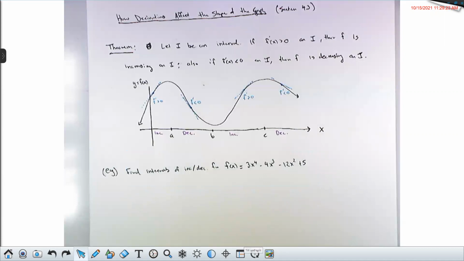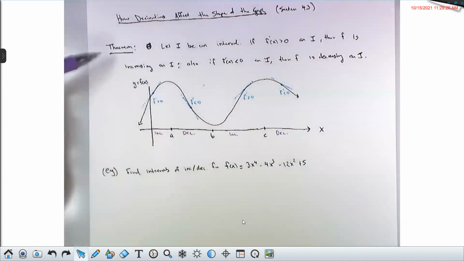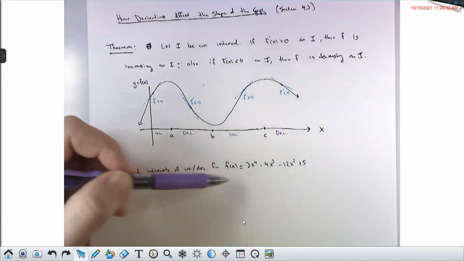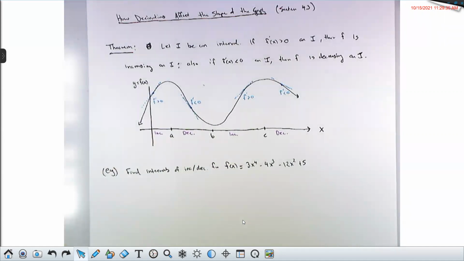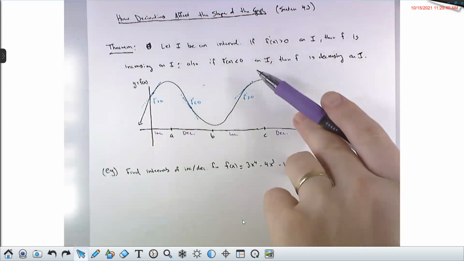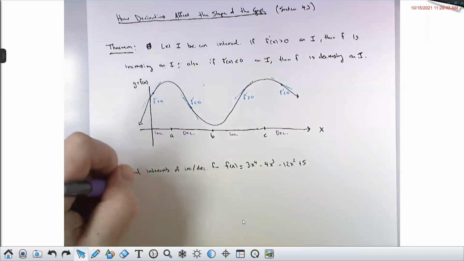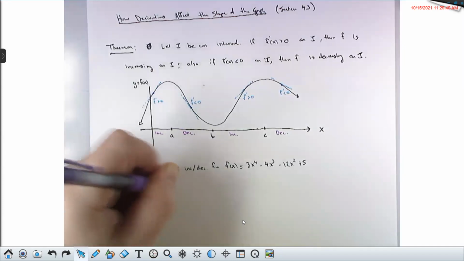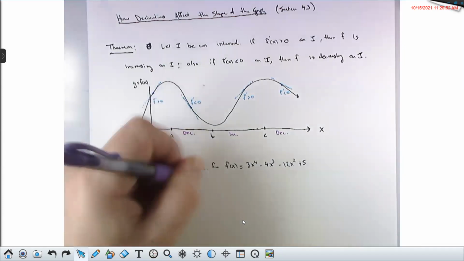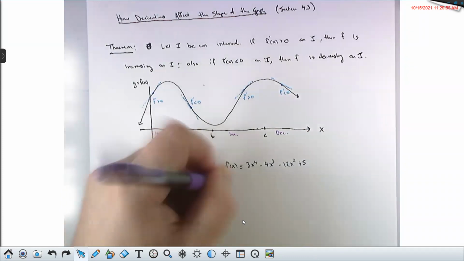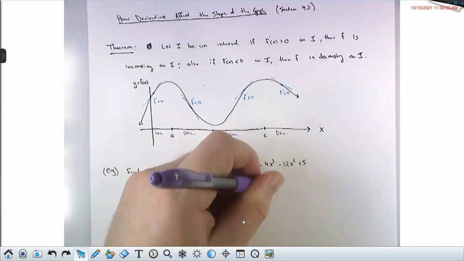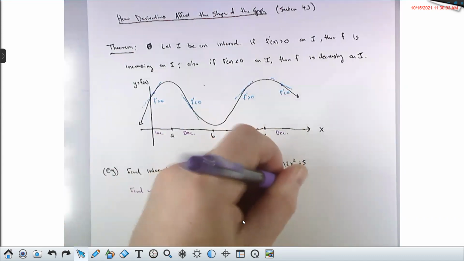Okay, very good. All right, so according to this theorem, since this definitely is a differentiable function, it's a polynomial, and polynomials are differentiable everywhere, what we need to do is calculate the derivative and figure out where that derivative is positive and where that derivative is negative. So we want to find where f prime of x is greater than 0. This will tell me where we're increasing. And where f prime of x is less than 0, decreasing.